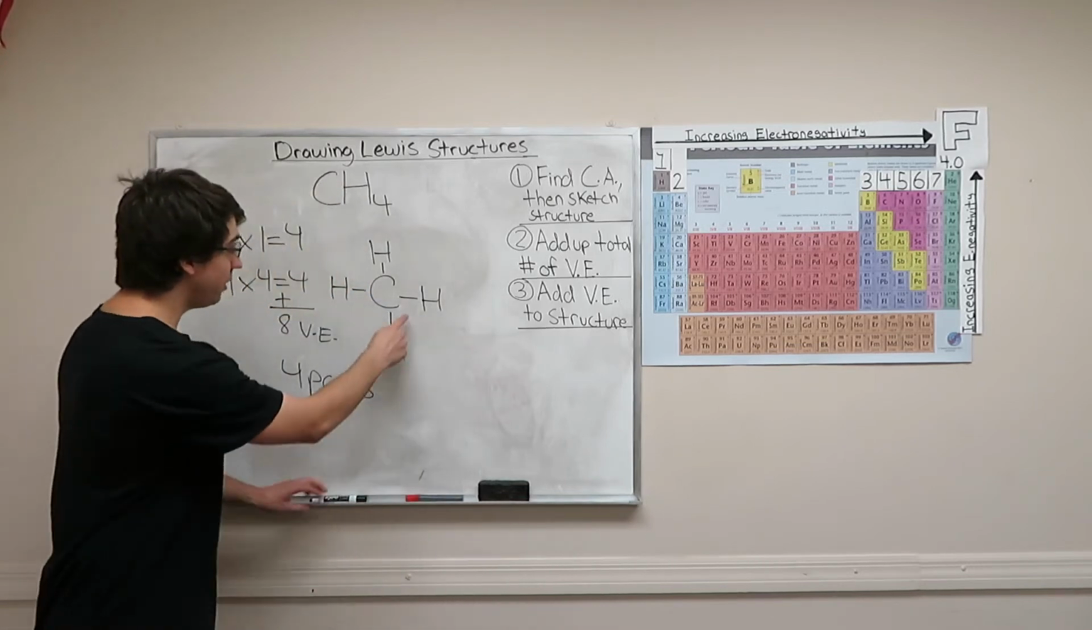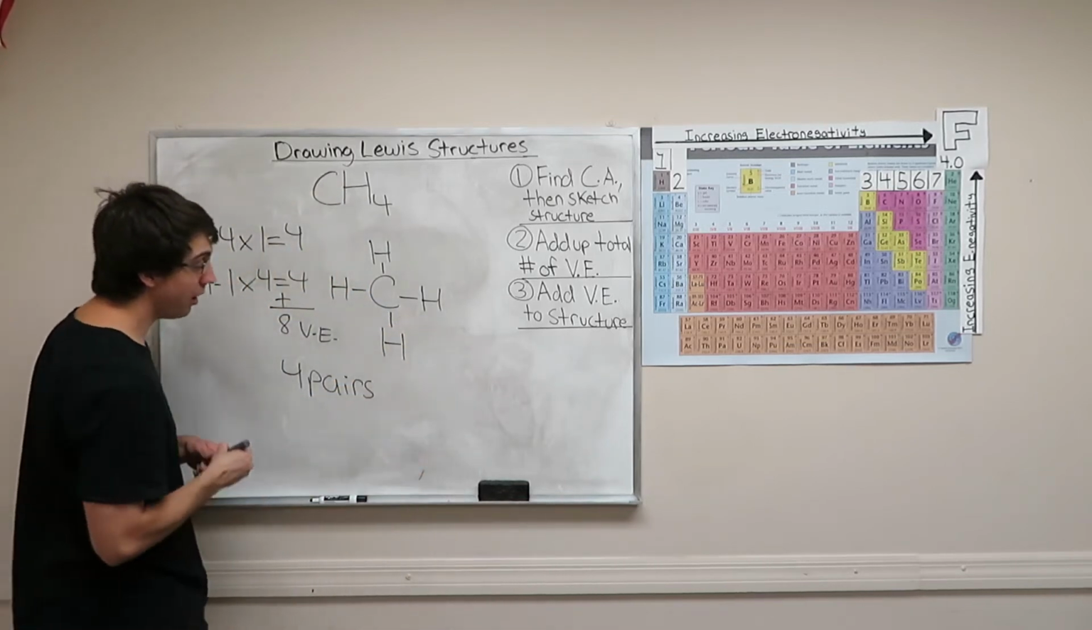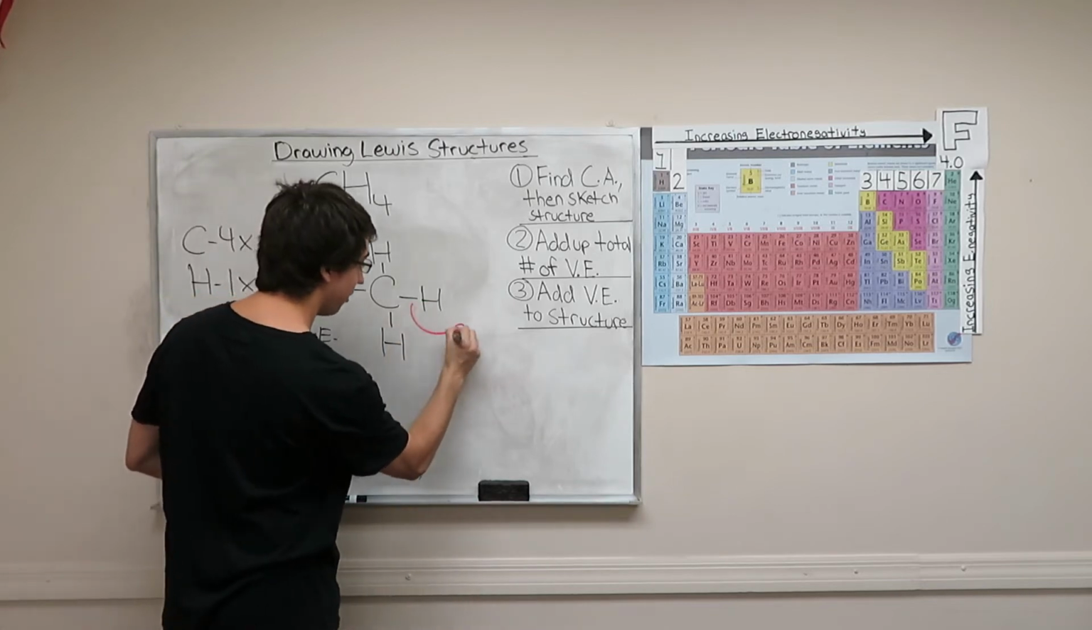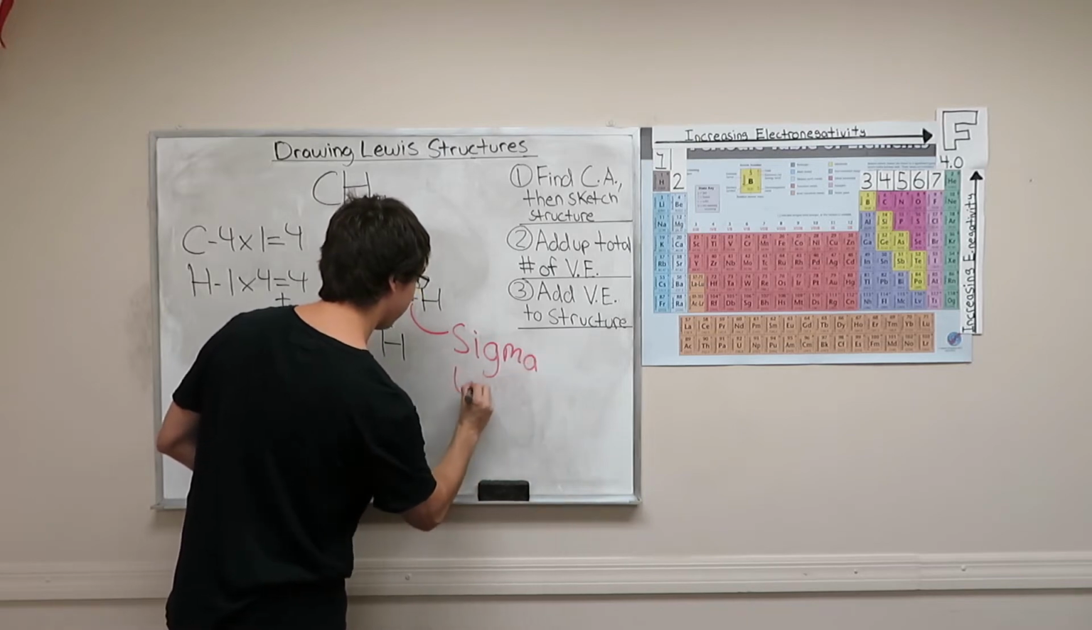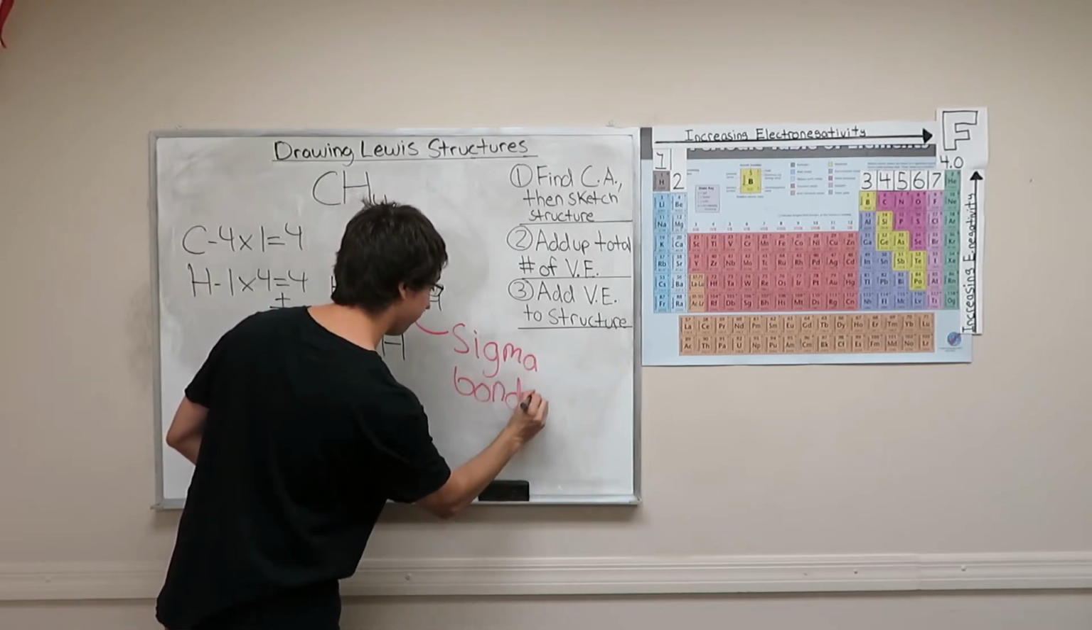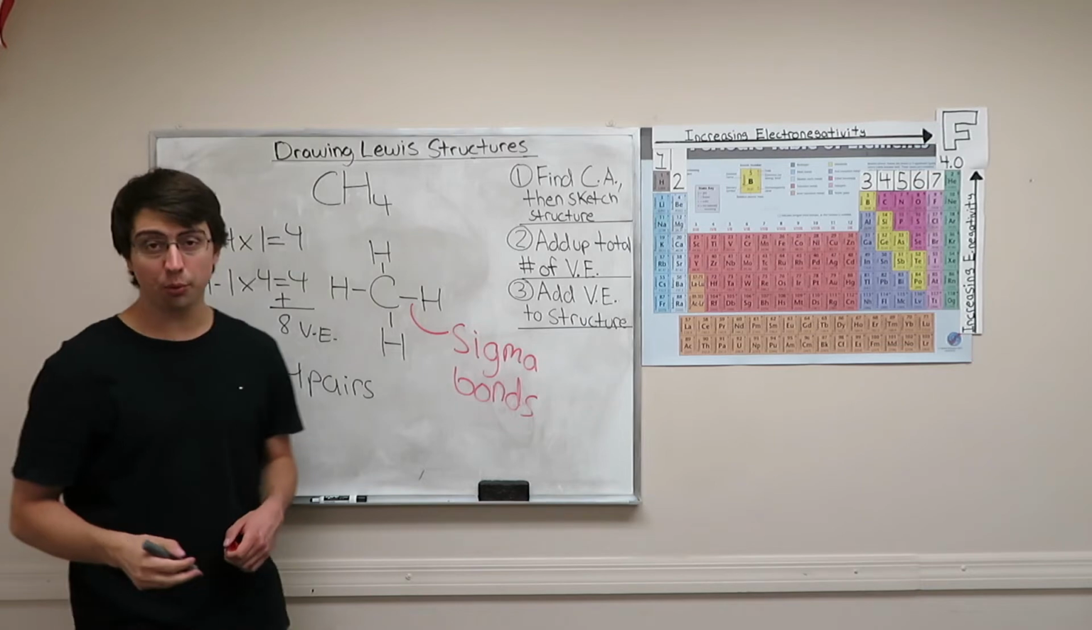And all of these lines we use for pairs, they are known as sigma bonds. So these lines are known as sigma bonds. And that's all we do.